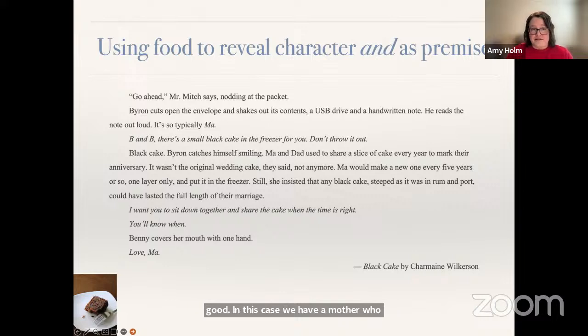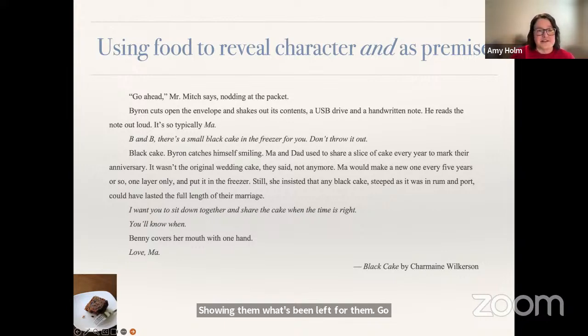She has left something for her kids. It's a Jamaican cake that she has made and put in the freezer. Cake made of dried fruits, nuts, rum, and she has left instructions for her kids. And this is the lawyer showing them what's been left for them.